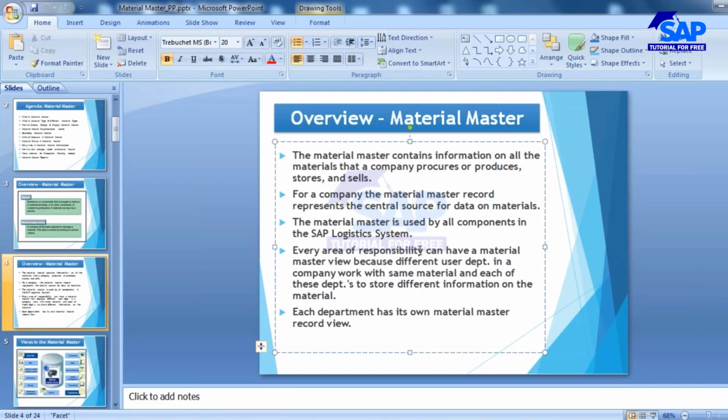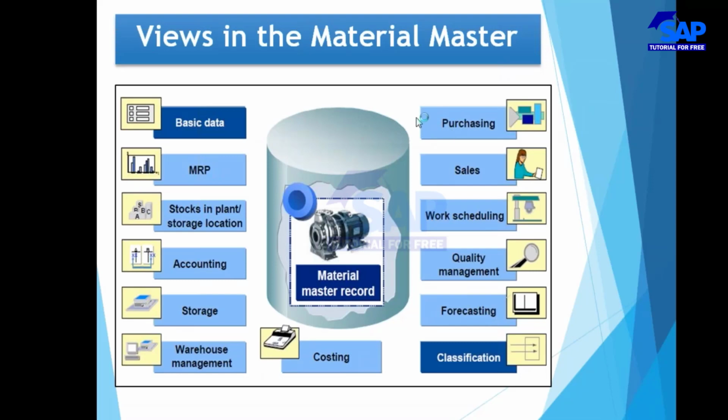Every area of responsibility can have a material master view, because different user departments in a company work with the same material, and each of these departments stores different information on the material. If you take the different departments in the organization, there will be a purchasing department, a sales department, a production department, a quality management department, a forecasting or planning department, accounting and finance department, warehouse departments, and costing departments.